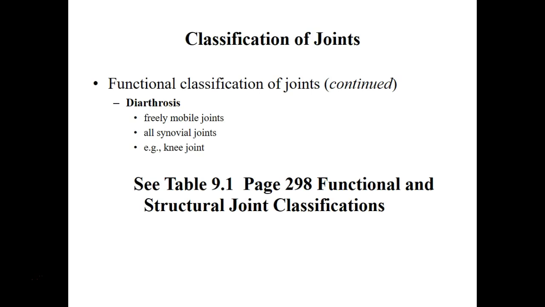On page 298, there's a table that goes over both the functional and structural classification of joints. You do want to know this because I always put a table on the exam where you have to fill in the blanks. I give you different types of joints or different classifications, and you have to fill in the other parts.